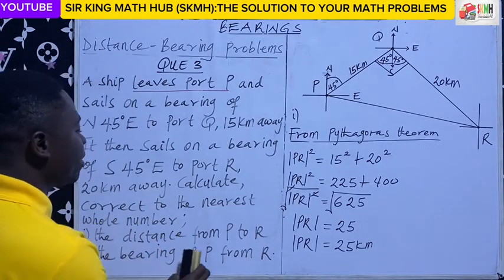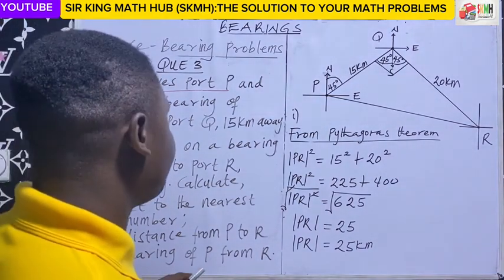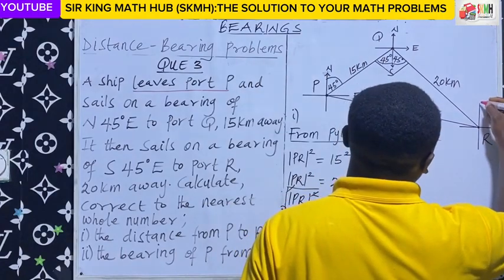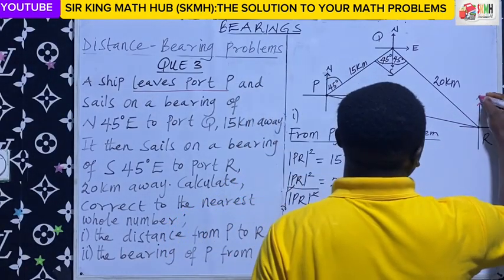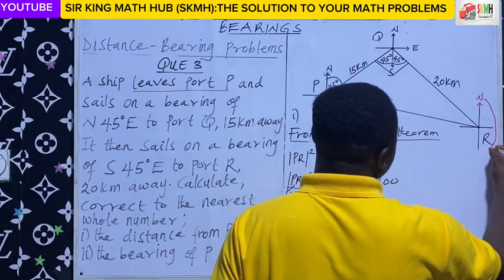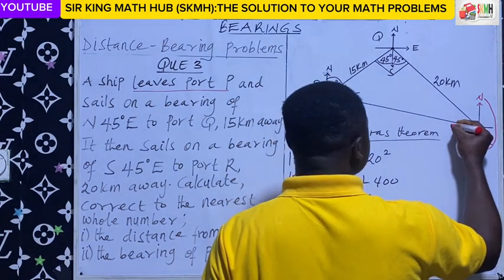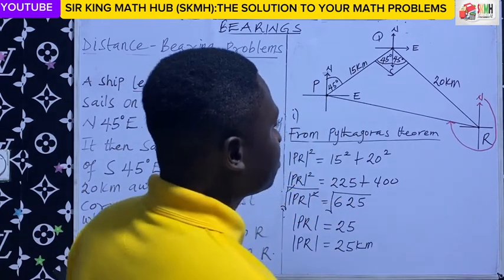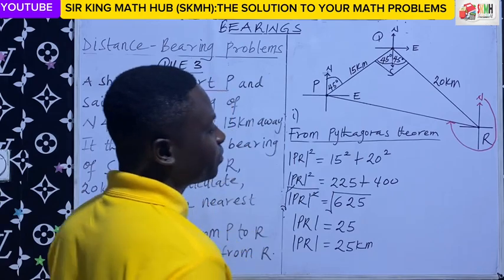We have to find the bearing of P from R. What does that mean? The bearing of P from R. So it means that from R, that is where you measure the bearing. So from the geographical north, we have to move in the clockwise direction until we get to the line that connects port P. So we are looking at the measure of this angle here.